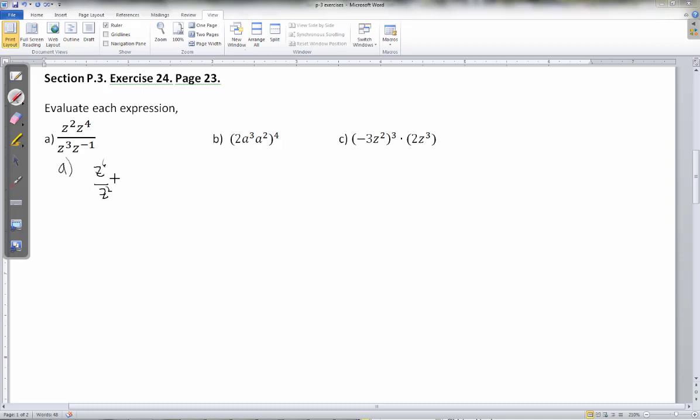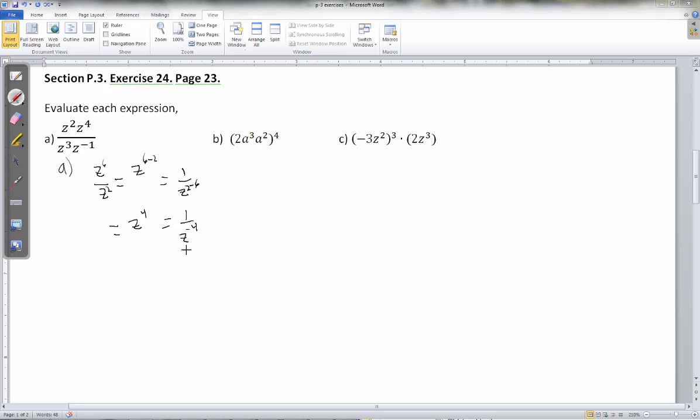And then I want to subtract. Now, you could actually subtract in either place. If I subtract on the top, it'll be z to the 6 minus 2. If I subtract on the bottom, it will be 1 over z to the 2 minus 6. They both end up giving me the same result, ultimately, because z to the 6 minus 2 is z to the 4th. Z to the 2 minus 6 is 1 over z to the negative 4th.